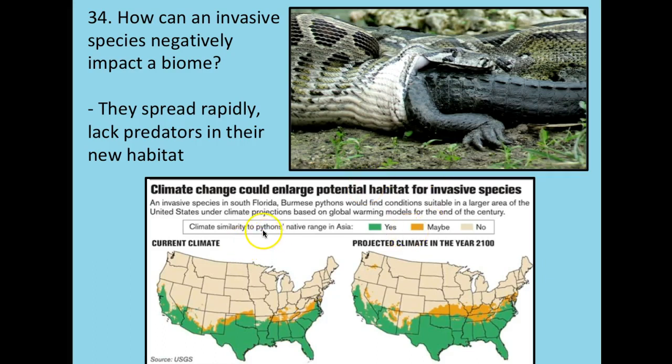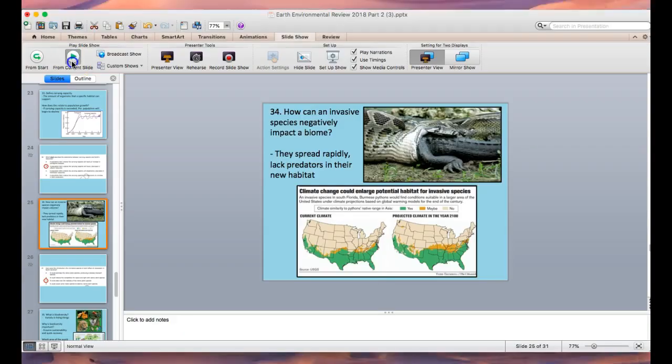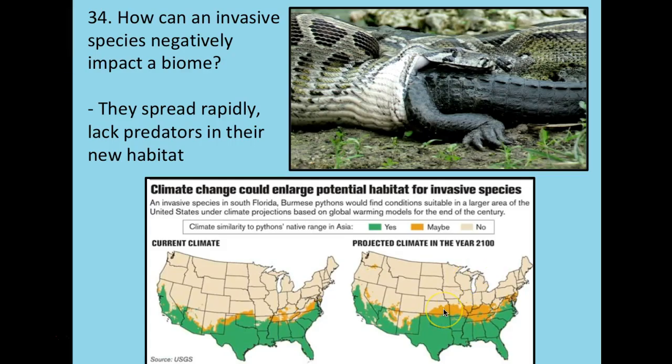Climate change can impact invasive species. For example, pythons. With our current climate situation, pythons can be living up here in the green area, maybe in the yellow. But with continued changed climate, you're going to have an increase in the area where they'll be able to live in the United States. So they'll be able to move further north, and maybe one of these days you'll see Burmese pythons hanging out in your yard.